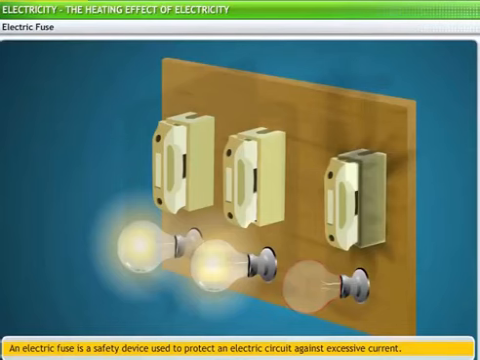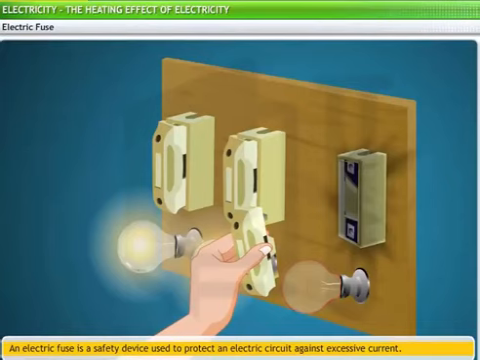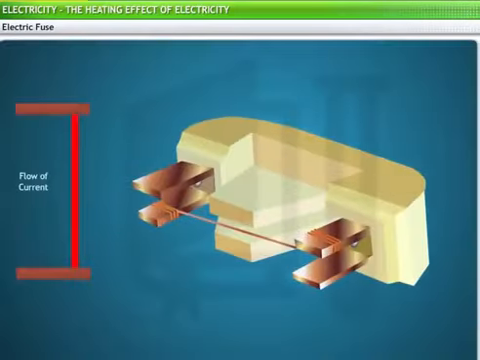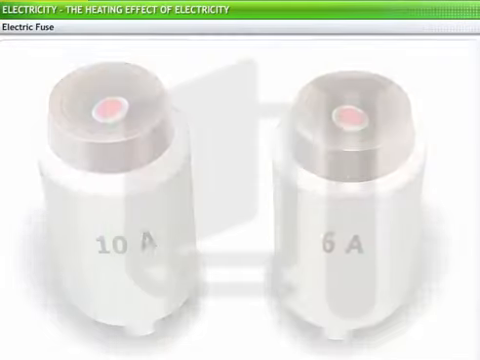You may have often heard people talking about replacing the fuse in their homes because the fuse blew, cutting off the power supply. An electric fuse contains a fuse wire that is designed to withstand a particular amount of electricity flowing through it. When the electric supply fluctuates and the current becomes too strong for the wire, it melts and breaks the supply of electricity.